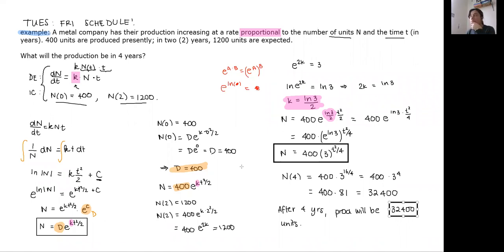Miss? So how come e to the 2k equals 3? Okay, so that comes from here, right? I have 400 times e to the 2k is equal to 1200, and so if I divide both sides by 400, I get 3. And not 300, like some people would say.